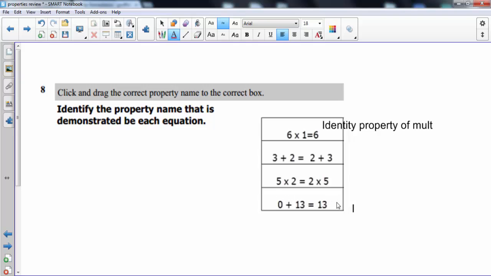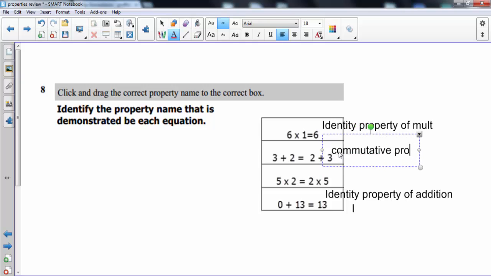And then I'm going to skip down here. 0, when you add, is the identity number for addition. So this is the identity property of addition. And then these two, we can see that the order has changed. We are going from 3 and 2 to 2 and 3, 5 and 2 to 2 and 5. When we change the order, we think about CO for change order, commutative property. And this one's going to be addition. And then the third one is going to be the commutative property of multiplication.